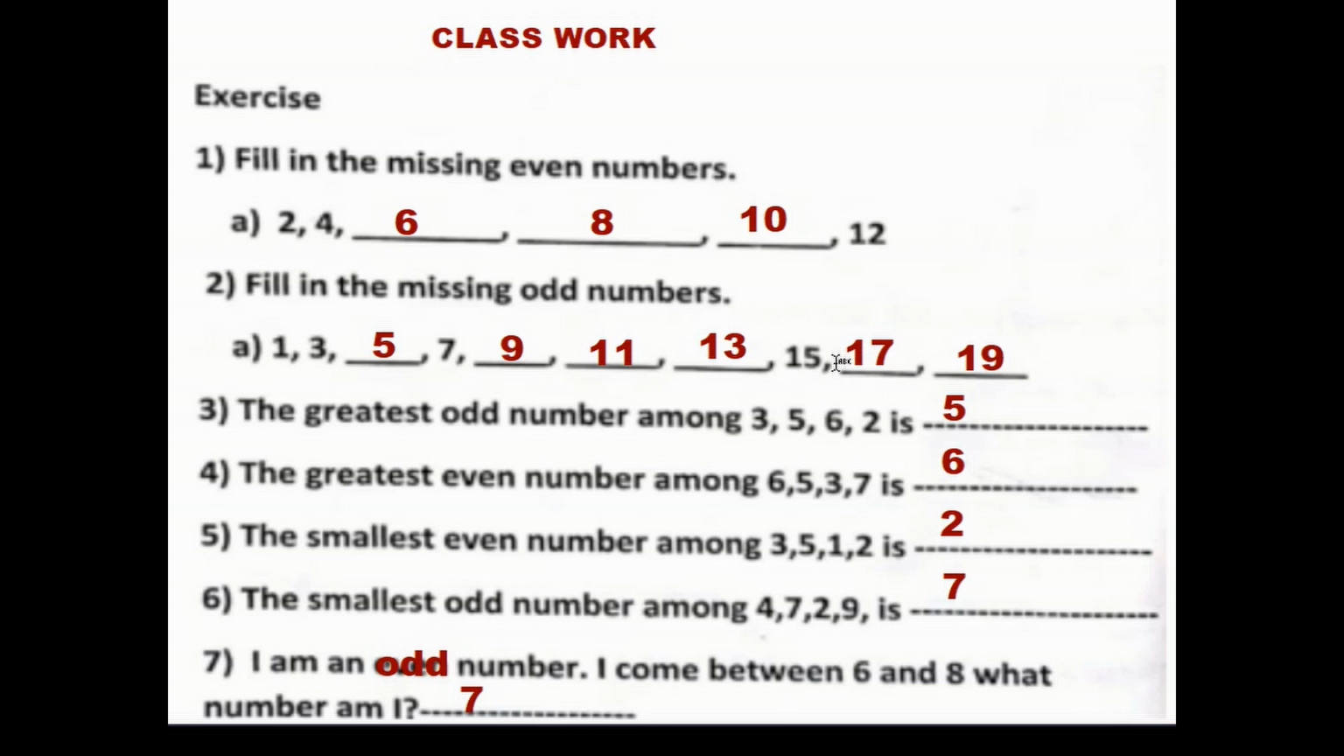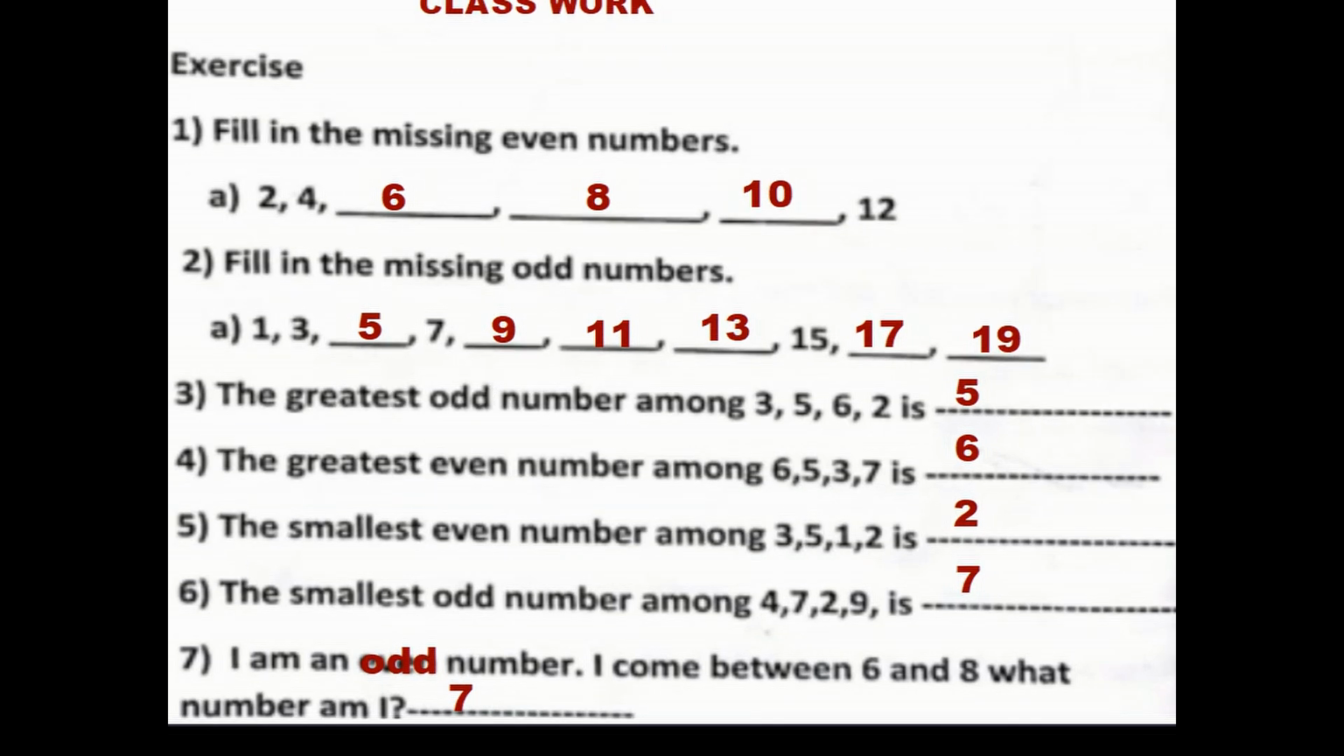They cannot be divided by 2. So next, 5 plus 2 is 7, 7 plus 2 is 9, 9 plus 2 is 11. It increased by 2. Now search the greatest odd number among these. You know what odd and even mean. Here you have 2 odd numbers, 3 and 5. So the greatest is 5. Here, the greatest even number among these: we have only one even number.